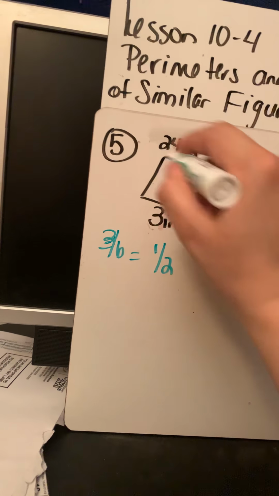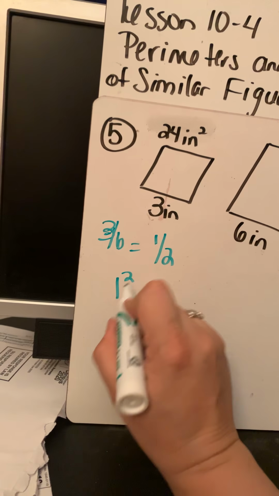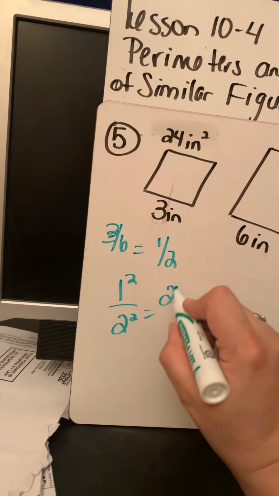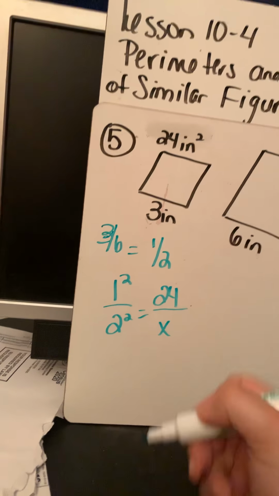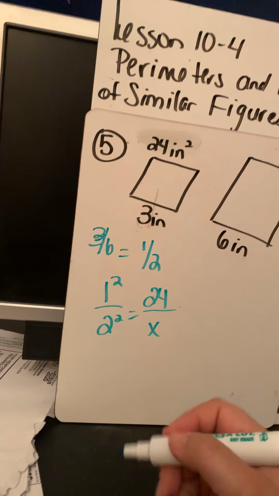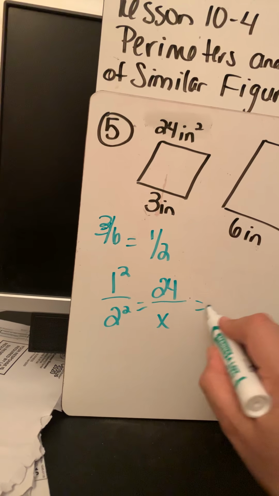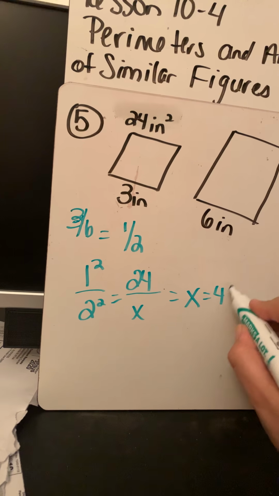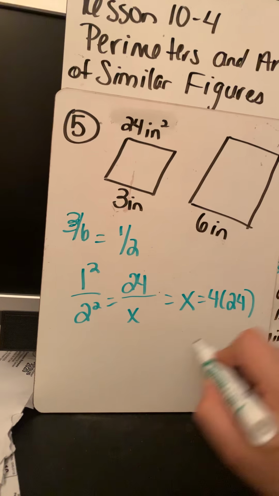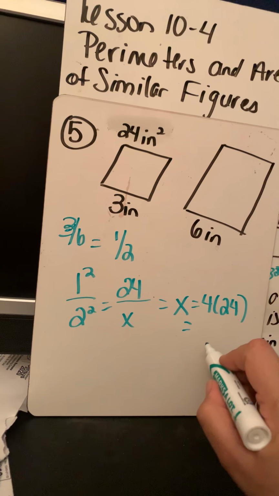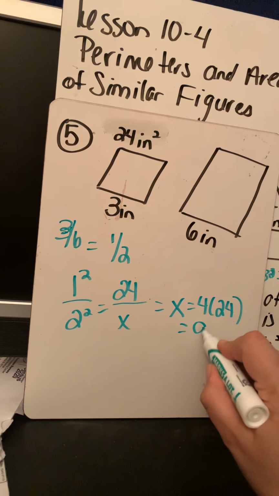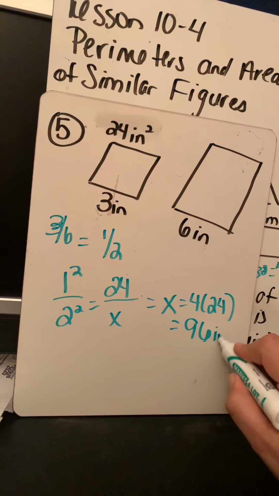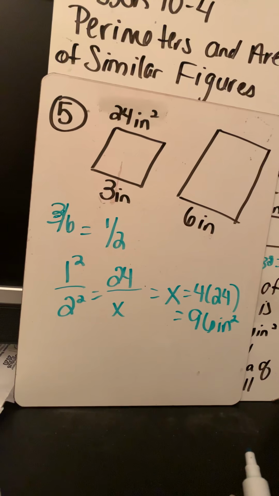Okay, and then you're dealing with area. So you do 1 squared over 2 squared equals the smaller one over the larger one, which we don't know. So cross multiply to solve, and you would get x equals 4 times 24. Well, what's 4 times 24? 96. So that means that the area of that large one is 96 inches squared.